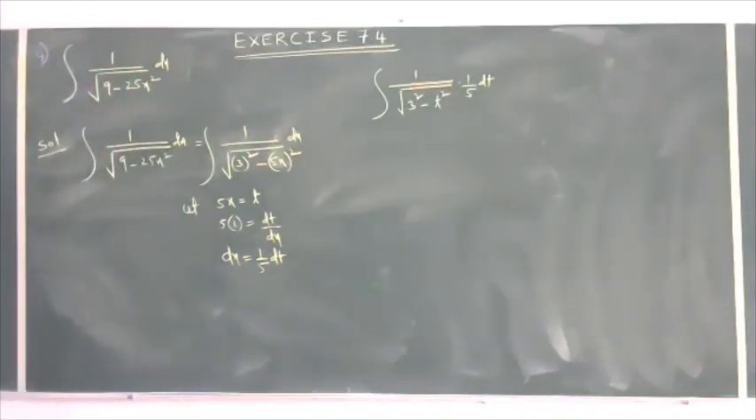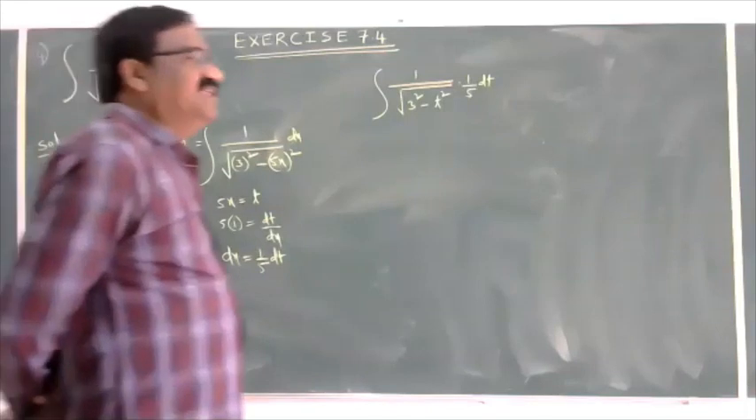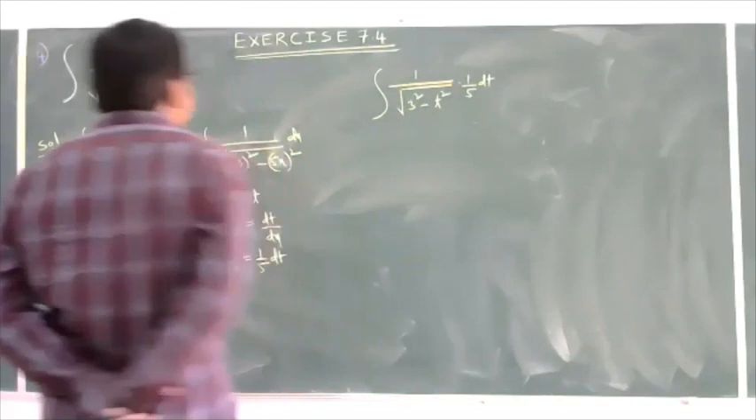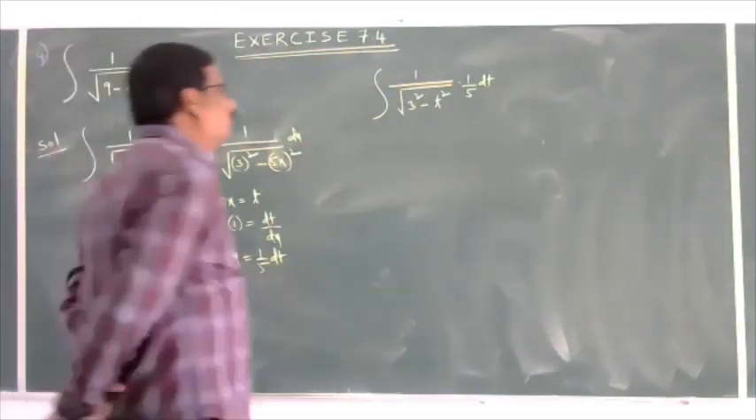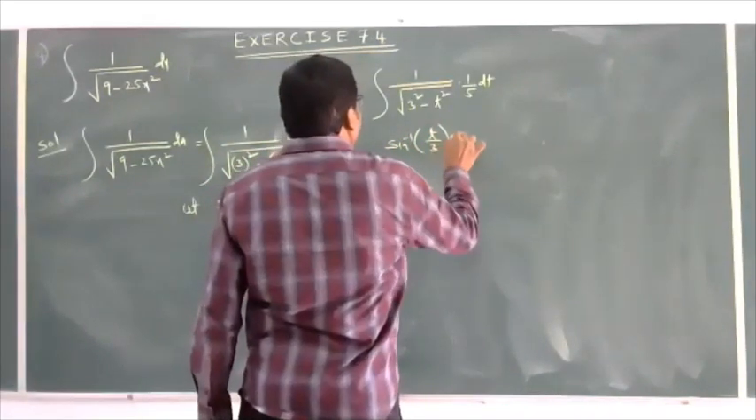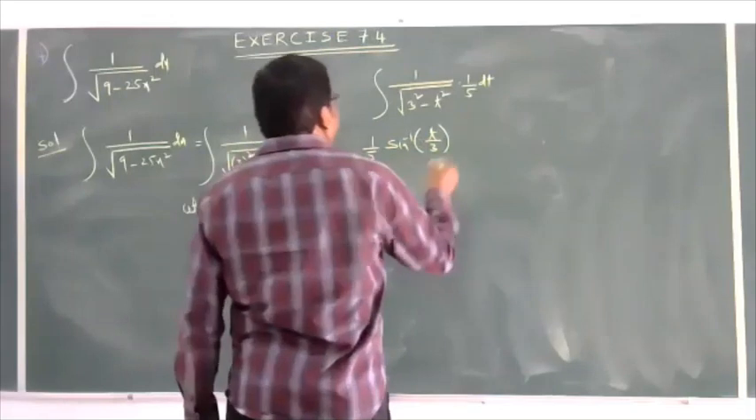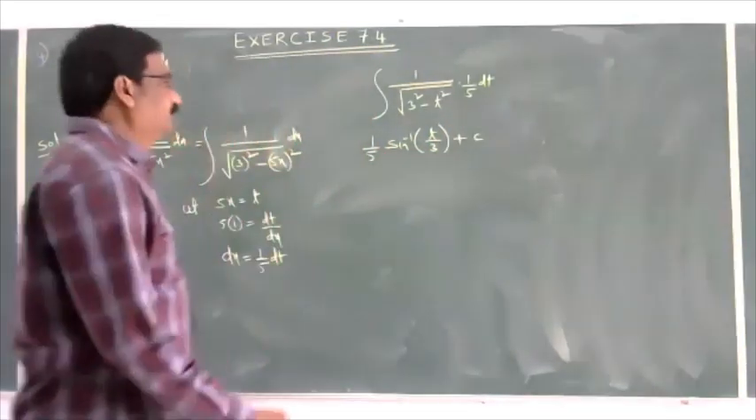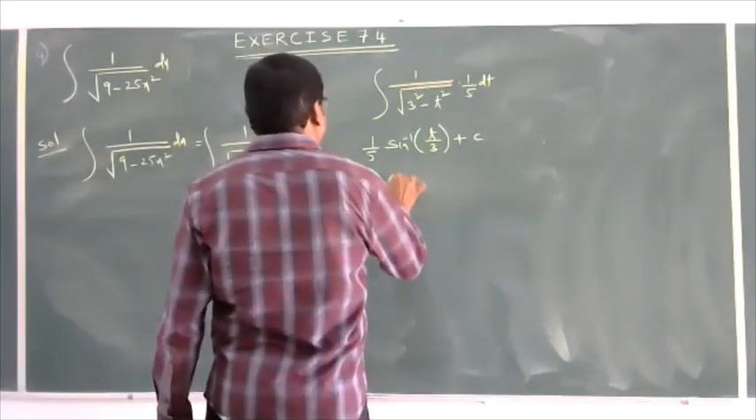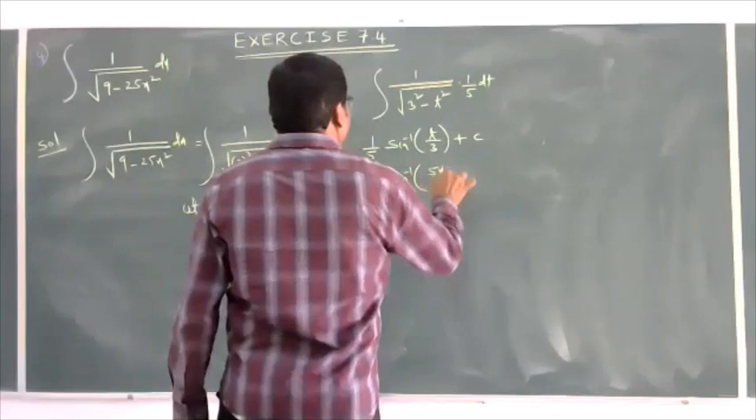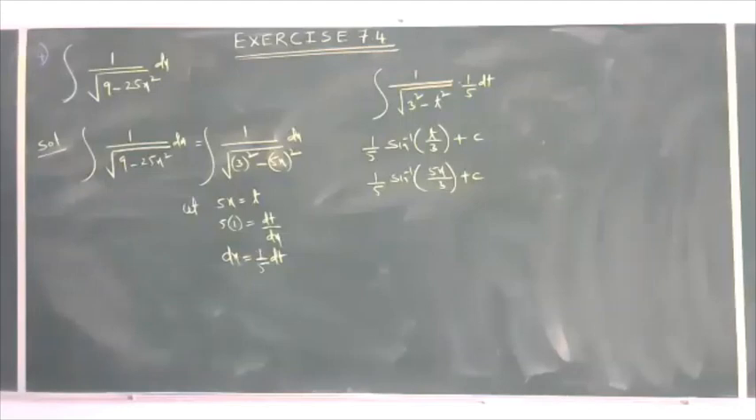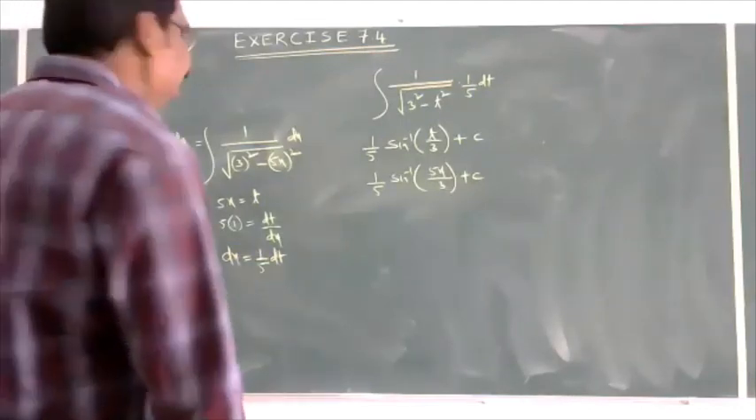Then use the formula integral 1 by root of a square minus x square, which is sin inverse x by a. That is 1 by 5 into sin inverse t by 3 plus c. What is t here? Substitute. That is 1 by 5 into sin inverse of 5x by 3 plus c.